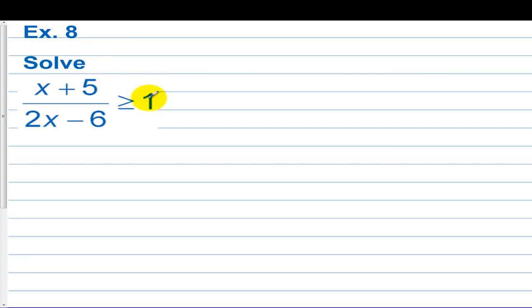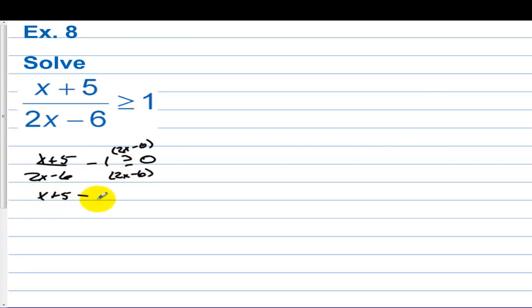Example 8, we need common denominator, but we'll minus the 1 over first. We have x plus 5 over 2x minus 6 minus 1 is greater than or equal to 0. And now we can multiply by 2x minus 6, 2x minus 6 on top and bottom, of course. On top, we have x plus 5 minus 2x plus 6. And we end up with 11 minus x over 2x minus 6. And that has to be greater than or equal to 0.